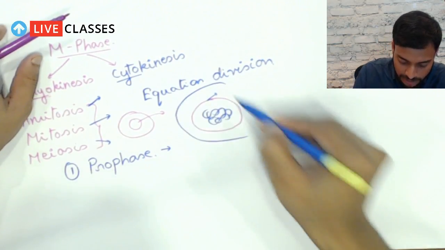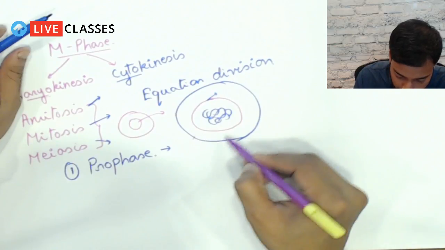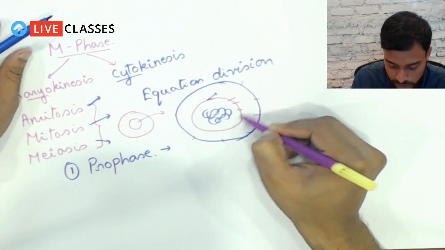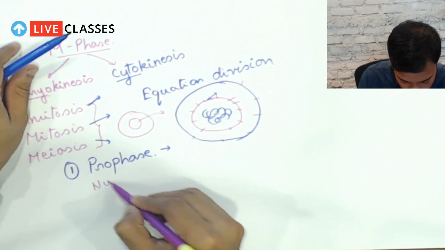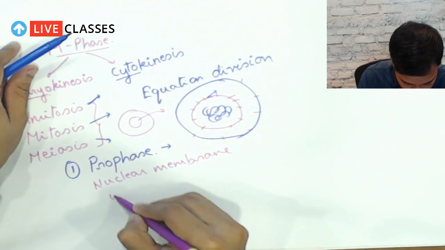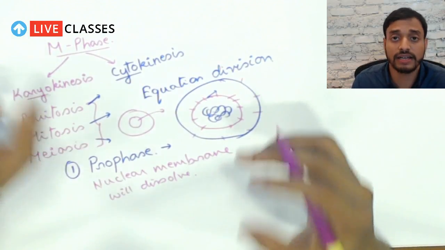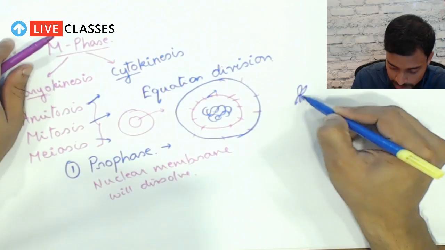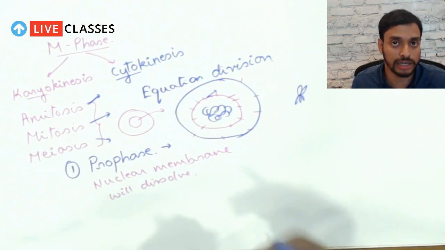Now let me draw the cell outside, then we can understand. So in this prophase, what happens? It's not the cellular membrane, it's the nuclear membrane which dissolves. So there is a nuclear membrane, and the nuclear membrane will dissolve. Now what else will happen? There is very high condensation of the chromosomes. The chromatin will condense to form the chromosomes, okay? Because now we are moving towards the cellular division.